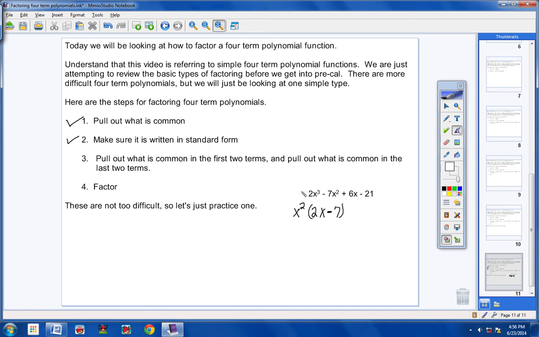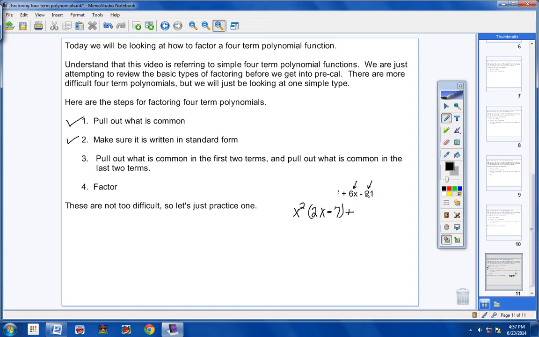Okay, let's pull out what's common in our last two terms, and here we go. Notice I have a 6 and a 21. Now, by the way, if this 6 was negative right here, then I would pull out a negative number or negative x, whatever I was pulling out. In this case, though, my 6 is positive, so I will pull out a positive.